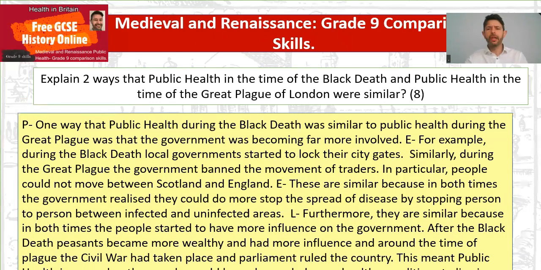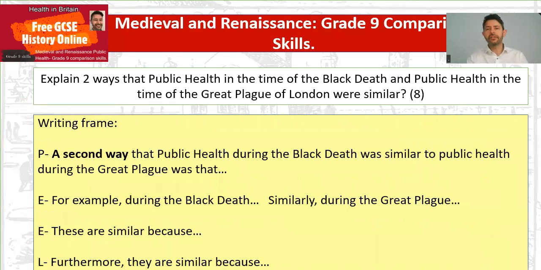Right, so here's my idea. Furthermore, they are similar because in both times the people started to have more influence on the government. After the Black Death, peasants became more wealthy and had more influence. And at the time of the plague, the civil war had taken place and Parliament ruled the country. This meant public health improved as people would have demanded more healthy conditions to live in. You could take the peasants after the Black Death a step further: you've got the Peasants' Revolt of 1381, peasants challenging the king, those sorts of ideas. So this meant public health improved. People would have demanded more healthy conditions, yes, possibly, and fear of the government too.